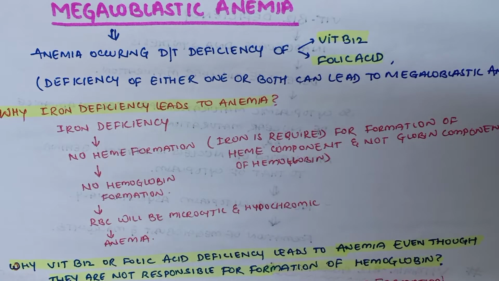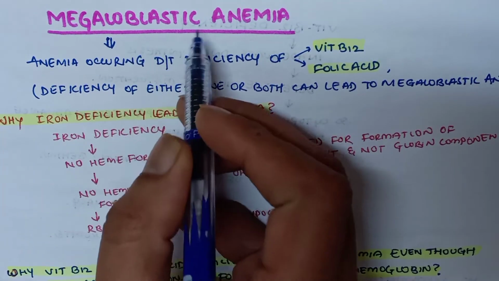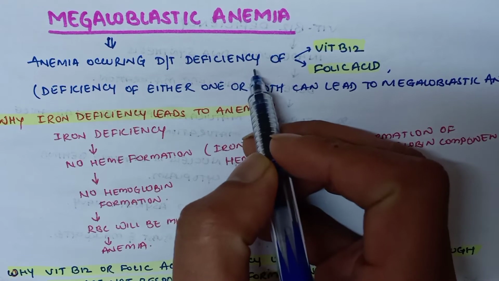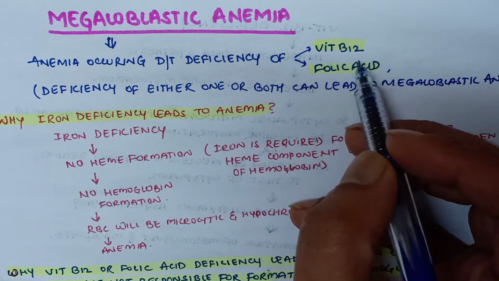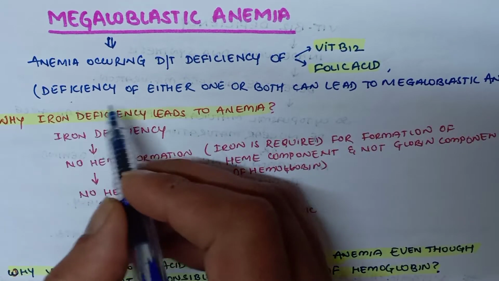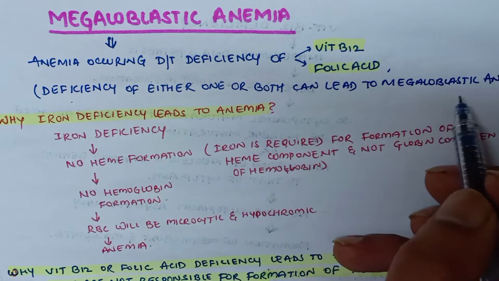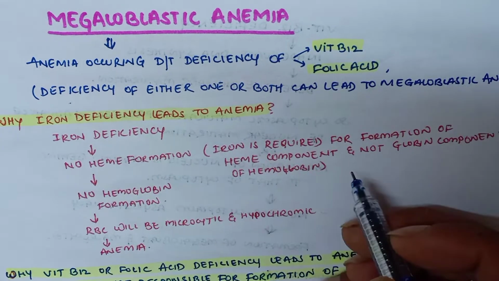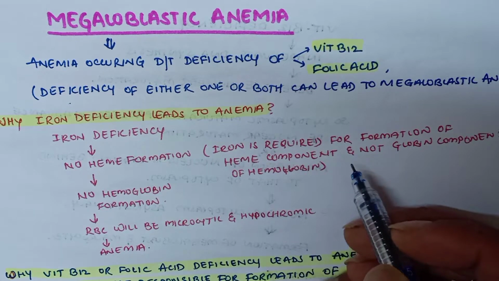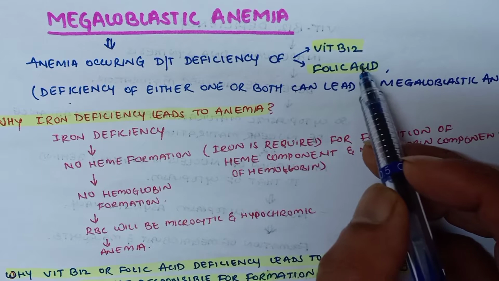So let's begin. What is megaloblastic anemia? Megaloblastic anemia is anemia occurring due to deficiency of vitamin B12 and folic acid. Deficiency of either one or both can lead to megaloblastic anemia. Now let's understand why anemia occurs due to vitamin B12 or folic acid deficiency.